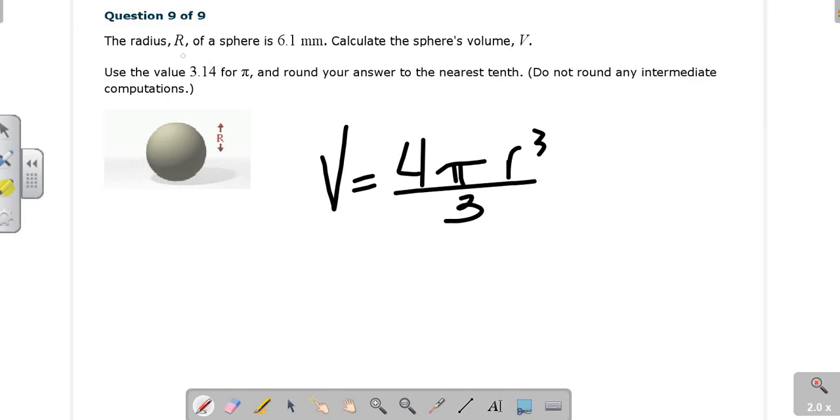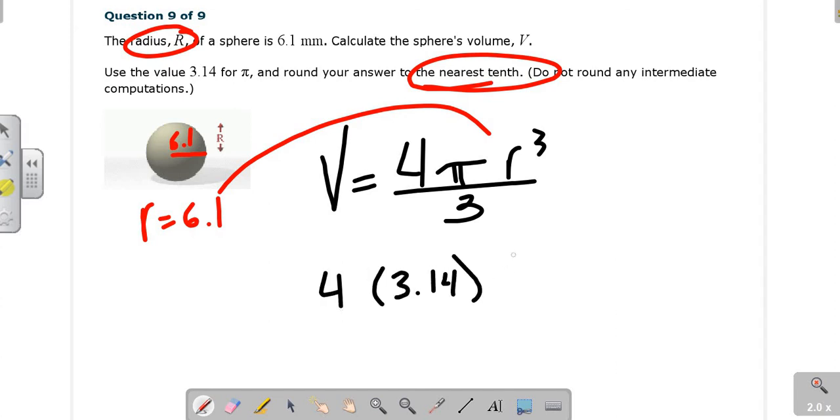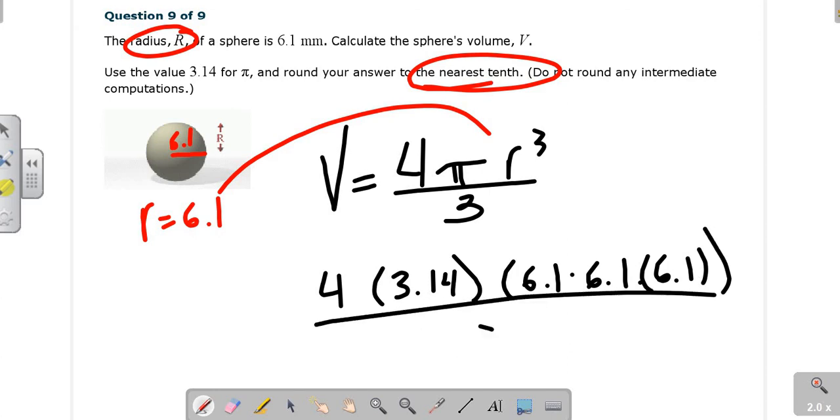So right here, our radius is 6.1. Calculate the volume of the sphere, round your answer to the nearest tenth. So we take this 6.1, we're going to put it right there. So it's 4 times 3.14 times 6.1 times 6.1 times 6.1 over 3. It's important when you cube something that you cube that first. So we're going to work ourselves in our calculator working from right to left.